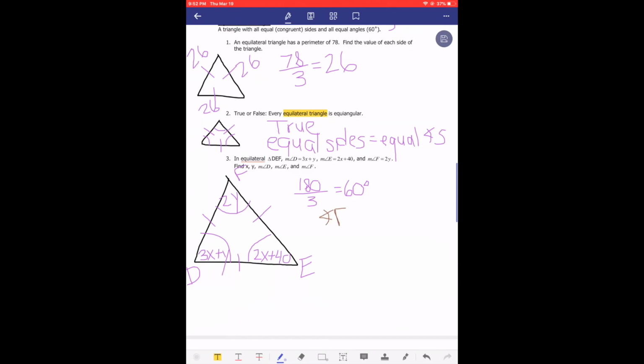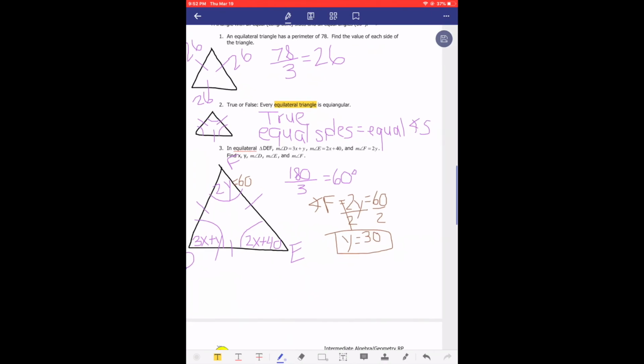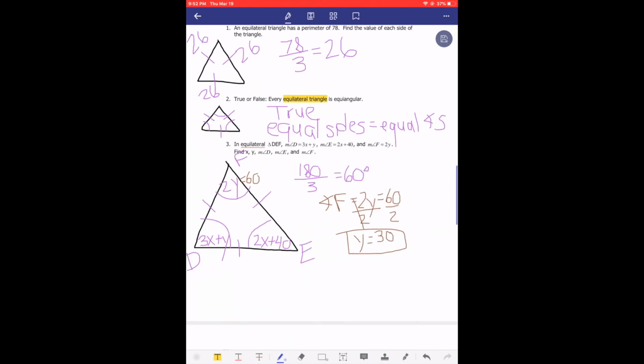So if I take angle F equals 2y, and in this case we know that all of the angles equal 60. 2y equals 60. If I divide by 2 on each side, I get y equals 30. So I already found one variable. Now I want to find x.